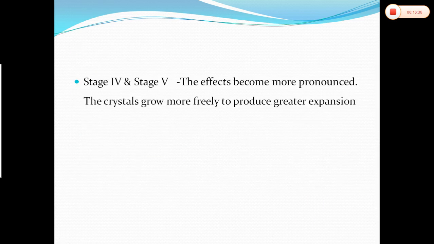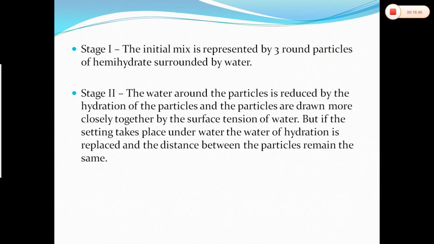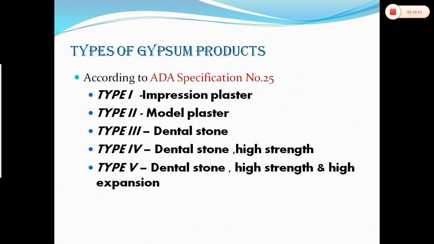Stage 4 and 5. The effects become more pronounced. The crystals grow more freely to produce greater expansion. So these pictures are given stage-wise: stage 1, stage 2, stage 3, stage 4, stage 5. Next, very important is types of gypsum products.